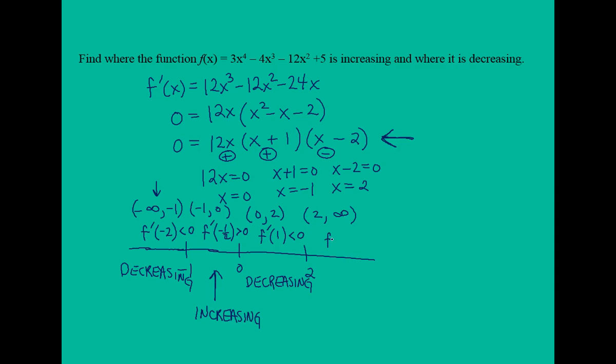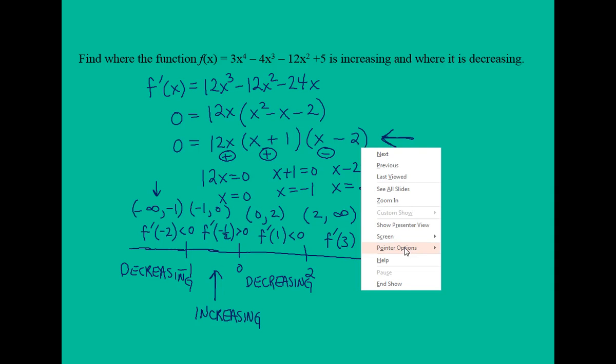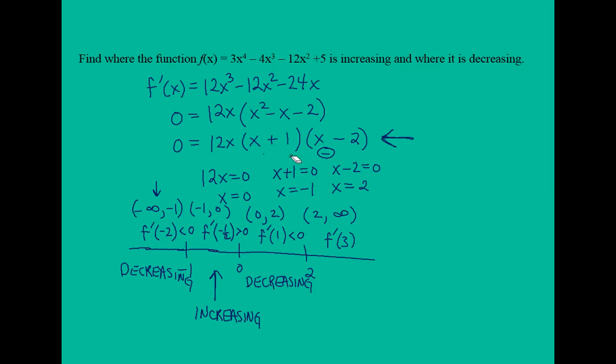Our last interval, I'm going to choose 3. And let's analyze what's going on with the derivative when x equals 3. So if we plug in 3, 12 times 3, that would give us a positive value. 3 plus 1 is 4, so that's a positive value. And 3 minus 2 also gives us a positive value. So a positive times a positive times a positive. Our function is going to be increasing on this interval.